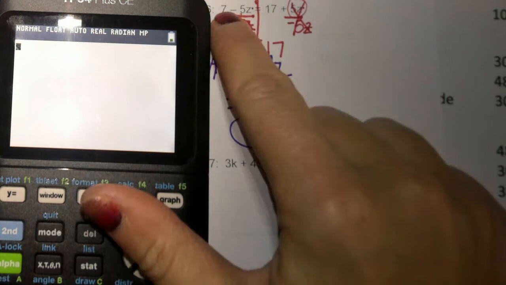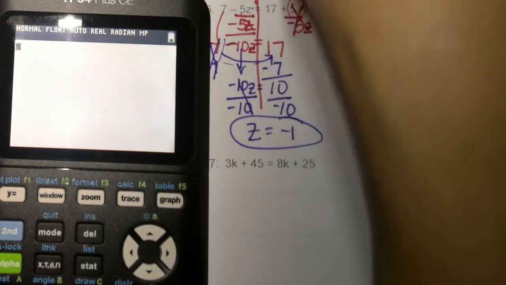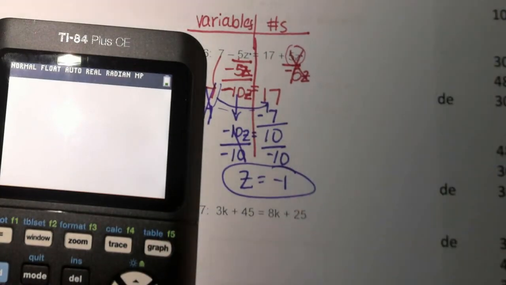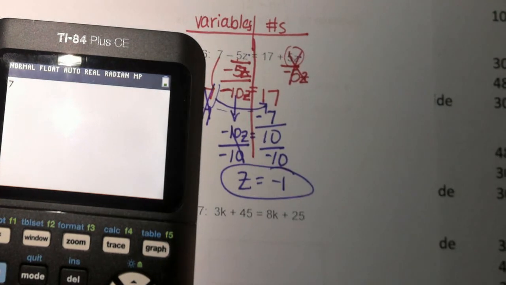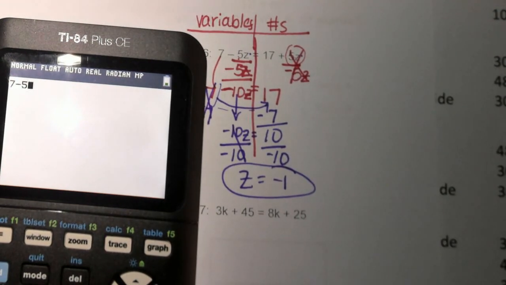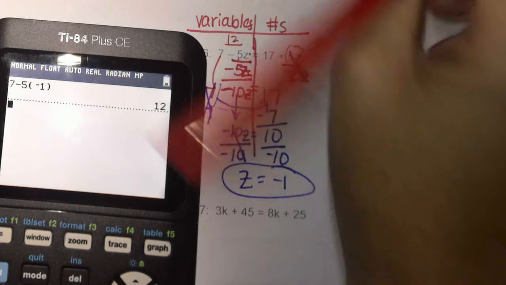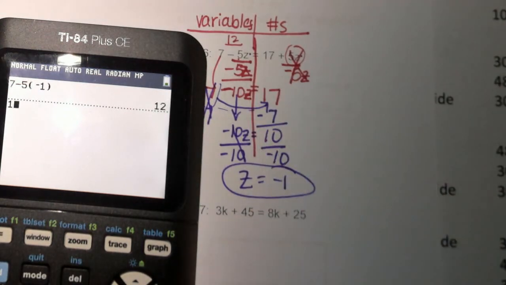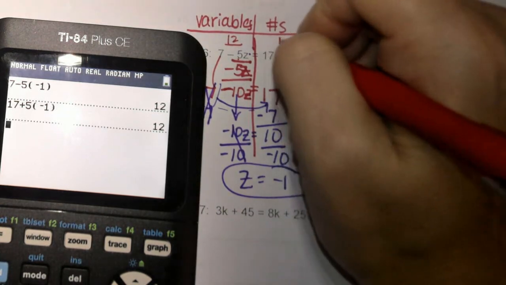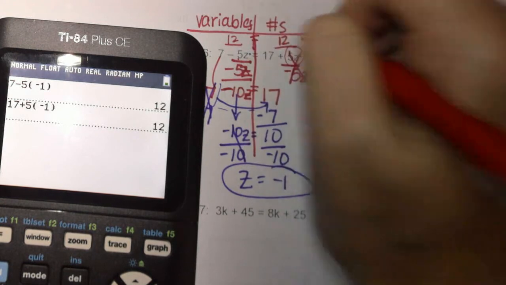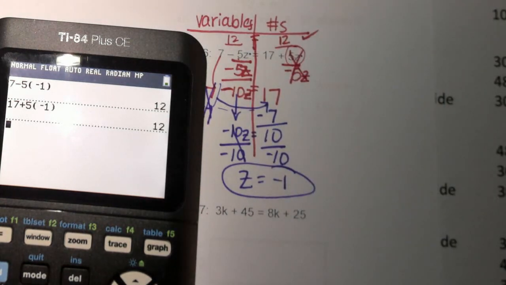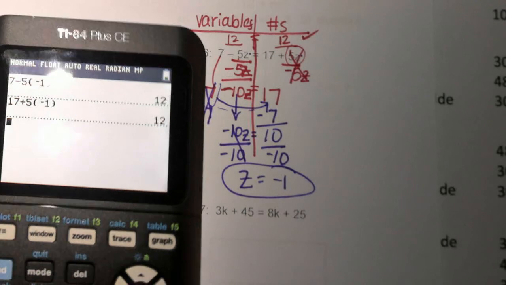I'm going to plug in a negative 1 every time I have a z in my problem. So 7 minus 5 times negative 1 is going to give me a 12. Okay? And then over here we have 17 plus 5 times negative 1 is also going to give me a 12. So they both equal. It checks out. Just want to show you how you could check it.